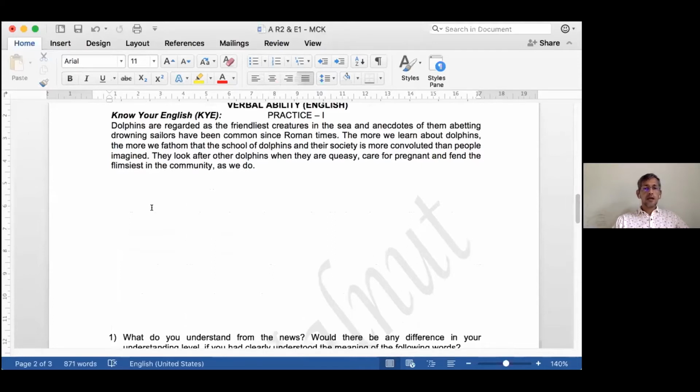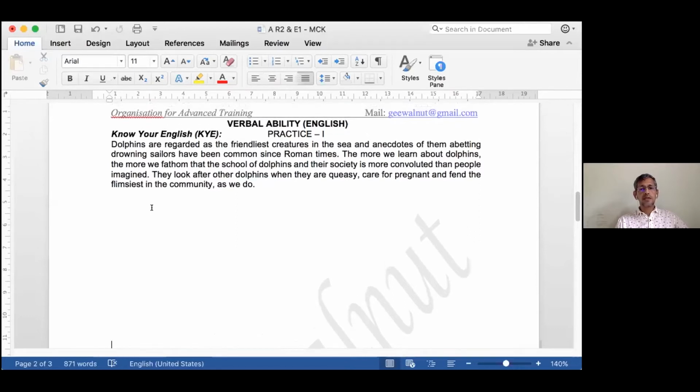Dolphins are regarded as the friendliest creatures in the sea, and anecdotes of them abetting drowning sailors have been common since the Roman times. The more we learn about dolphins, the more we fathom that the school of dolphins and their society is more convoluted than the people imagined. They look after other dolphins when they are queasy, care for the pregnant, and fend the flimsiest in their community as we do. So this is the paragraph.